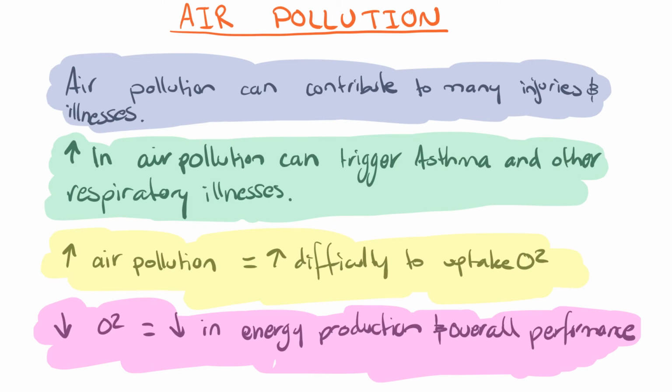So if we have a decrease in oxygen, we have a decrease in energy production and obviously therefore a decrease in overall performance. Now, a great example of air pollution and athletes trying to deal with these issues is when the Olympics were in Beijing. A lot of athletes had to go to Beijing a lot earlier than when the Olympics started to try and acclimatise and try and get their bodies used to the air quality.